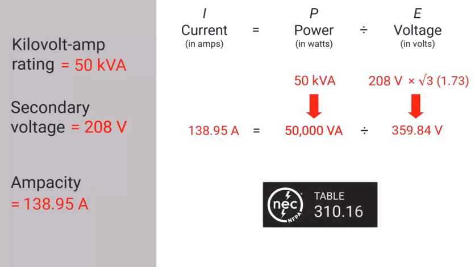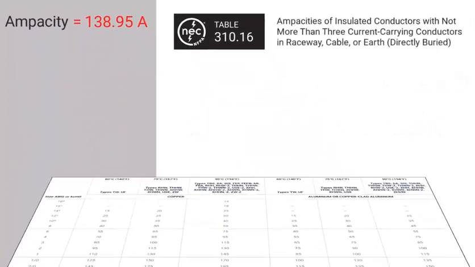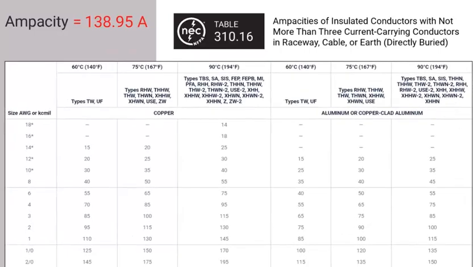Now we go to Table 310.16 to determine the conductor size. We'll be using type THWN copper wire for this installation, which brings us into the 75 degrees Celsius column. Note that the exact value of our calculated ampacity, 138.95 amps, is not shown here as a standard size. So we round up to the next standard size, which is 150 amps.